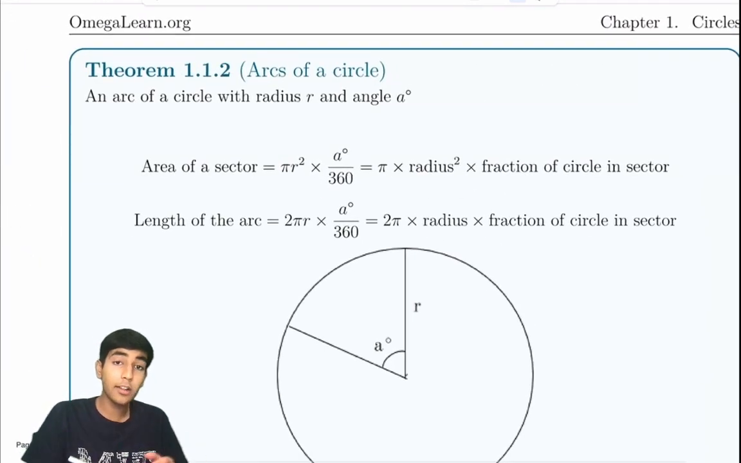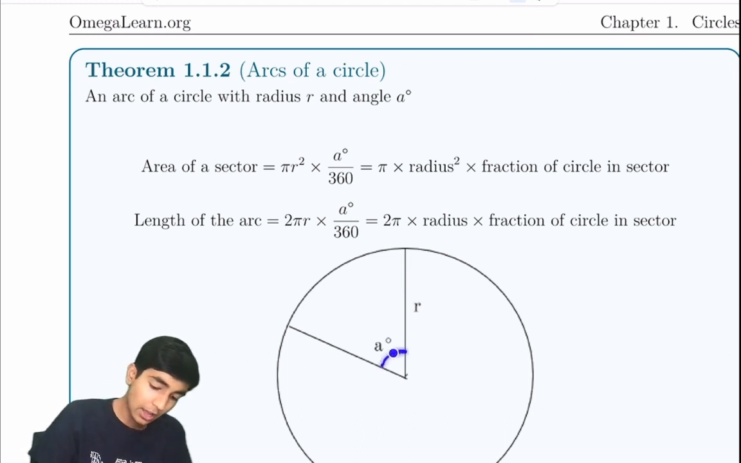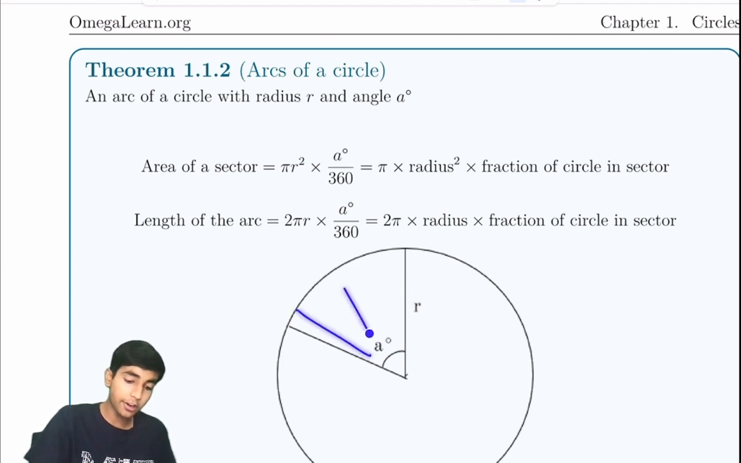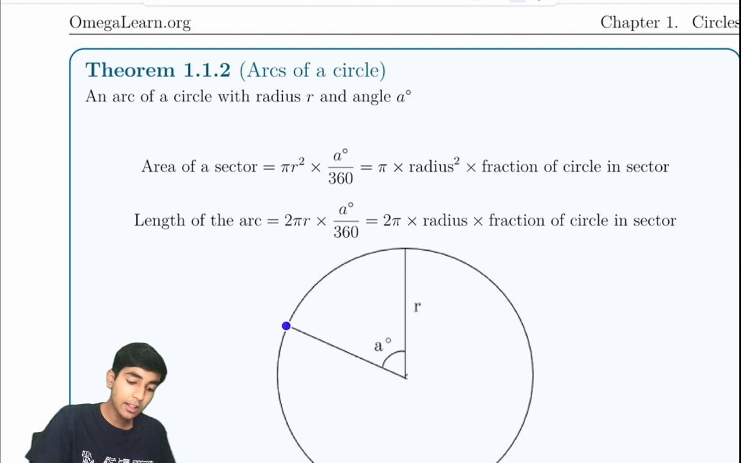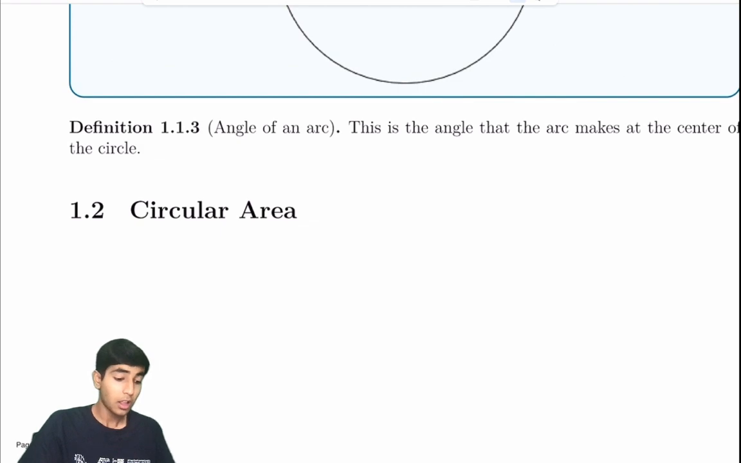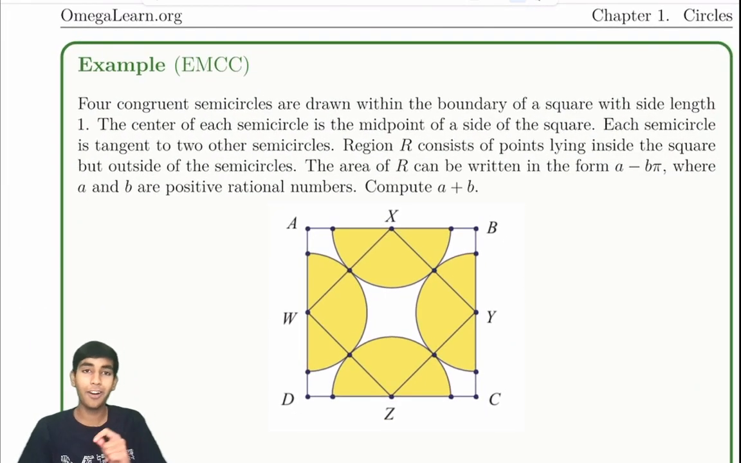And if we have arcs in a circle, so instead of the whole circle, let's say an arc of a circle of a degrees, then the area of the sector is a over 360 times pi r squared, and the length of this arc is 2 pi r times a over 360. Okay, now let's try an example that uses these formulas in a more interesting setting.